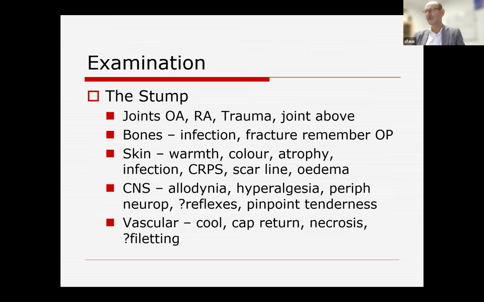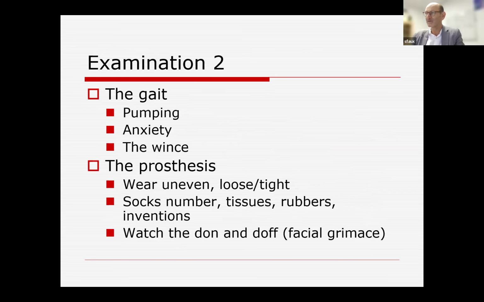So examine the stump, examine the joints if they go OA, they've been traumatised, examine the bone, look for infections or fractures, remember osteoporosis, check the skin, is it warm? Is there a colour change? Is there atrophy? Is there a scar line? Is there edema? Do a neurological examination. Is there allodynia or hyperalgesia? Is there a peripheral neuropathy? If there's reflexes, are they present? Have a look at the limb from a vascular point of view. Is it cool? What are the capillary refill times? Is there necrosis? And then look at the gait. See if there's pumping into the stump socket. Look for anxiety. Look at the face, for wincing when they walk.